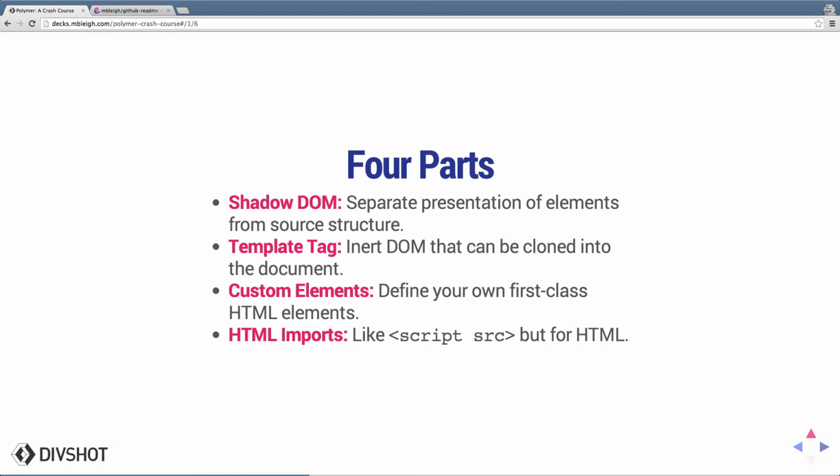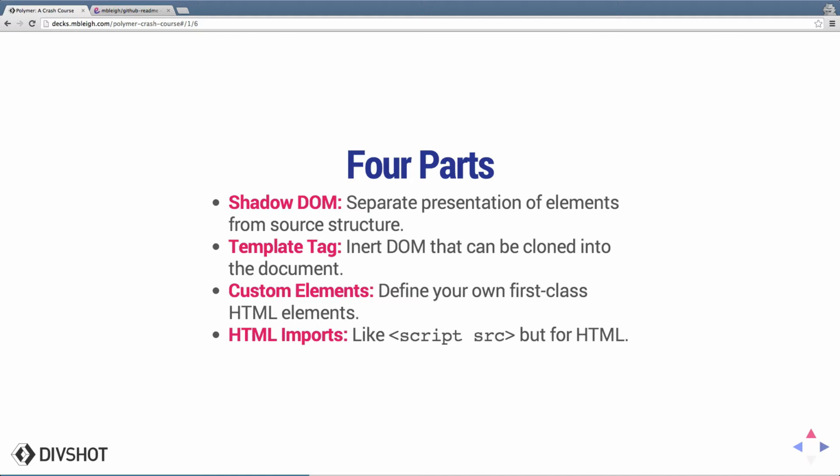So there are 4 parts to web components. There's the shadow DOM, which is one of the ones that gets the most attention. The shadow DOM allows you to separate the presentation of elements in your source from the actual structure in the text file. So I could have an element that is just an empty div, but if I use JavaScript and the shadow DOM, I can create what's called a shadow tree inside that. And I can populate that with anything I want. And then the browser will swap that shadow DOM in when it displays it to the end user.